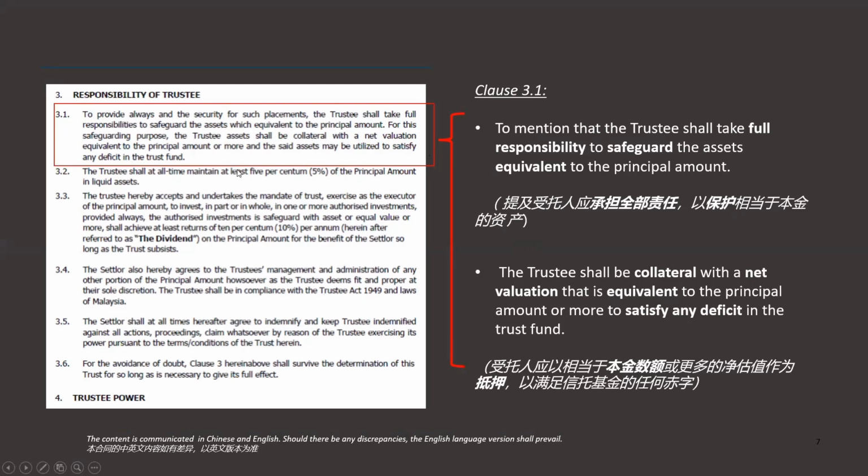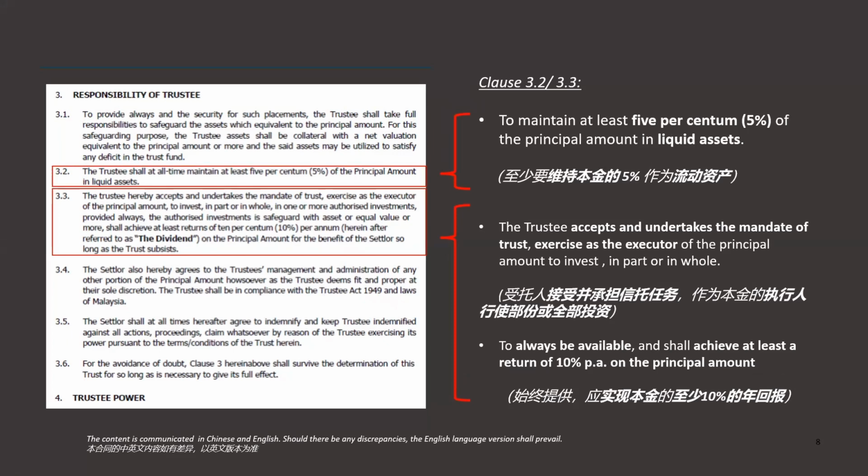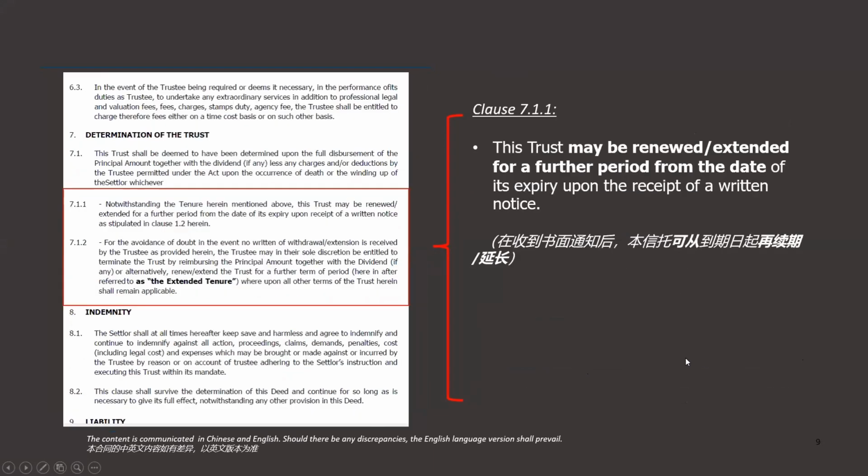Okay, so what you're looking at here on the left of the screen is actually part of the deed that the settlor will receive and will sign on. Yeah. So trustee to maintain 5% in liquid asset. And then it also says in 3.3, which is part of the responsibility of the trustee, whereby the authorized investments shall achieve at least returns of 10% per annum, referred to as the dividend, okay, on the principal amount for the benefit of the settlor as long as the trust exists. Okay, so meaning to say, there will always be the return of 10% per annum on the principal amount. It's written in the deed itself. Yeah, in the deed itself. Okay.